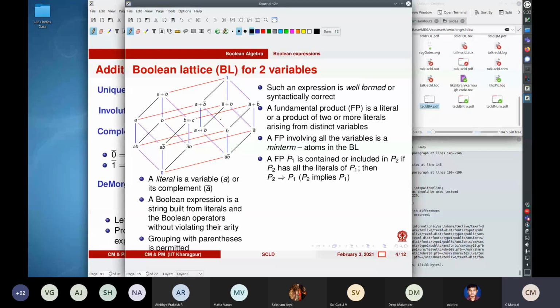Now we also have the concept of a fundamental product P1 being contained or included in P2. If P2 has all the literals of P1, then P2 implies P1. Just to give you an example, let us consider this fundamental product and this other fundamental product. Let us call this P1, and let us call this P2.